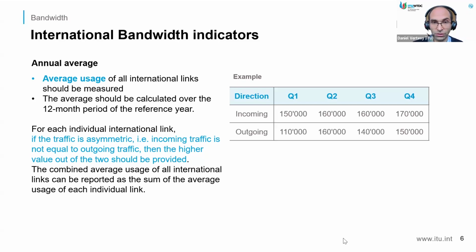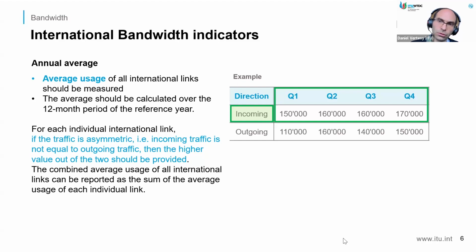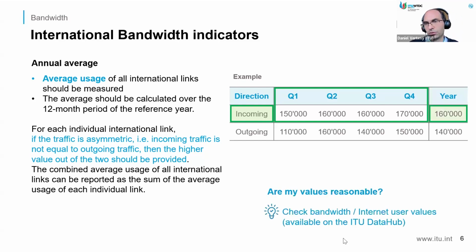Now, there's a note in the definition that if traffic is asymmetric, so incoming is not equal to outgoing, which is actually the case most of the time, what you have to watch out for is to first check which is the larger. So in this example, which you see, it's incoming, which in total exceeds outgoing traffic. So you take the entire year, all 4 quarters, and compute the total. So the value you submit is 160.